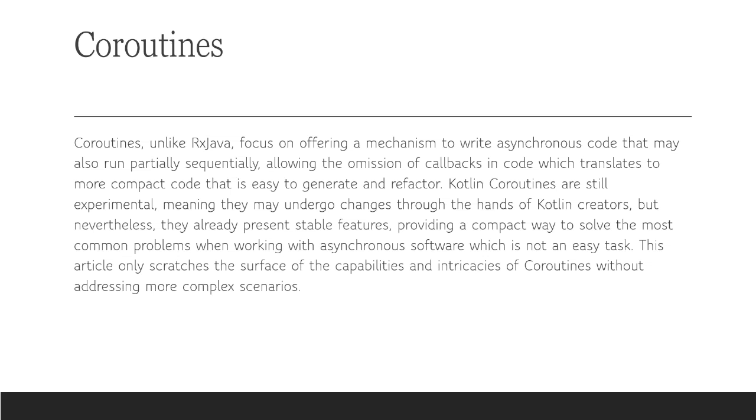But here, if we give the emphasis particularly on that, Kotlin gives complete emphasis only to asynchronous tasks. So we can use this especially for asynchronous code. It allows the omission of callbacks in the code, which translates to more compact code that is easy to generate and refactor. And Kotlin coroutines are still experimental, meaning they may undergo changes at the hands of the Kotlin creators.